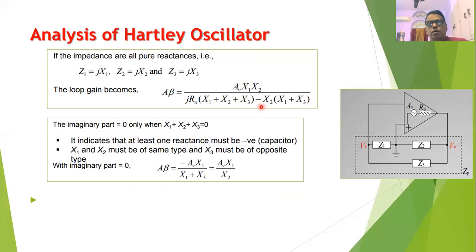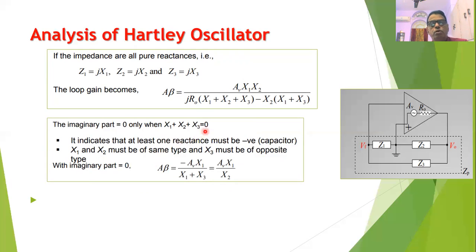Now we know that for any loop gain to be real, the imaginary part must be equal to 0. In the above equation, the imaginary part will be equal to 0 only when X1 plus X2 plus X3 is equal to 0. So this indicates that whenever in the tuned circuit we are using three reactances, at least one reactance must be negative. That is, there must be at least one capacitance. X1 and X2 can be of the same type, but X3 has to be of the opposite type.